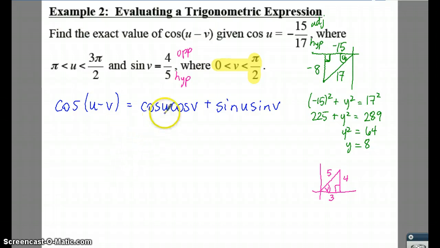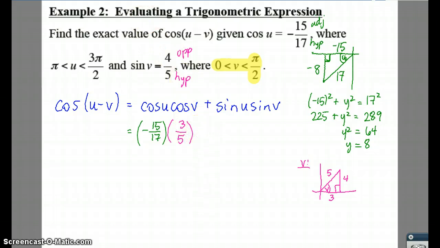Now, cosine of u comes from your green triangle, because this is your u. It's even given to us, that's negative 15 over 17. And your cosine of v comes from the pink triangle, your v triangle. The cosine of v is adjacent over hypotenuse, so 3/5.